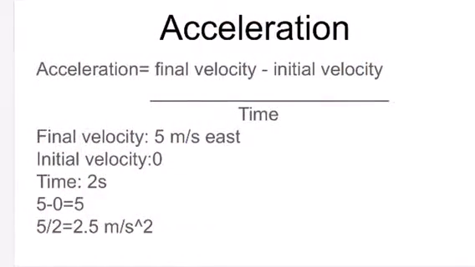Acceleration equals final velocity minus initial velocity divided by time. 5 divided by 2 equals 2.5, so the acceleration is 2.5 meters per second squared.